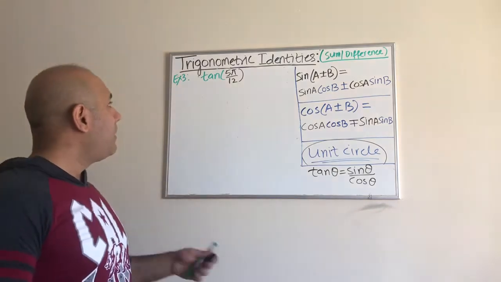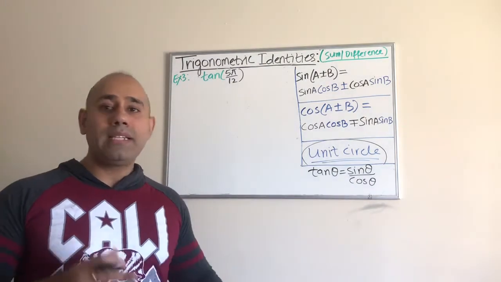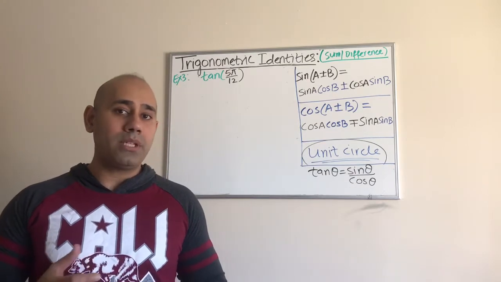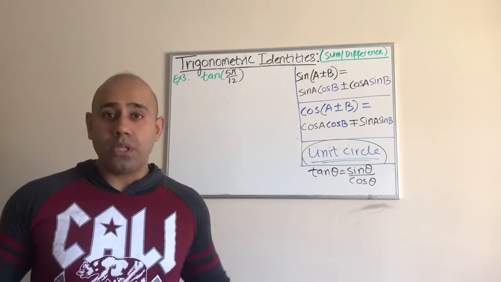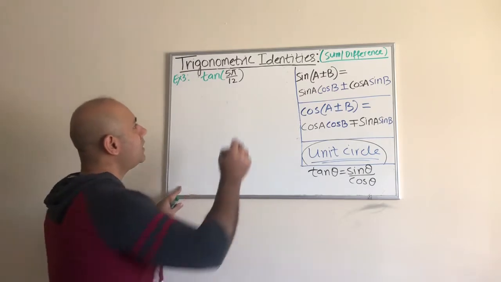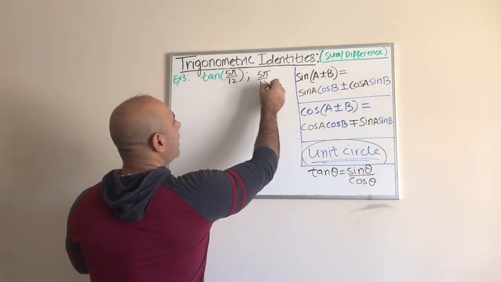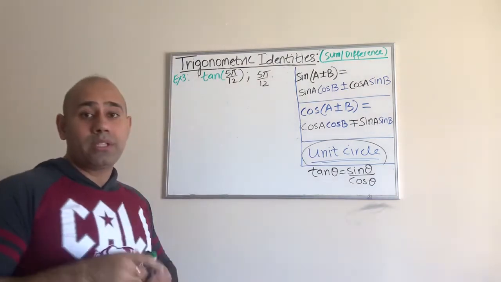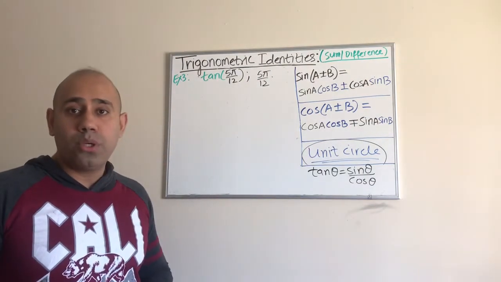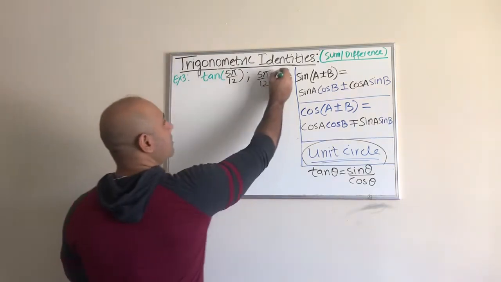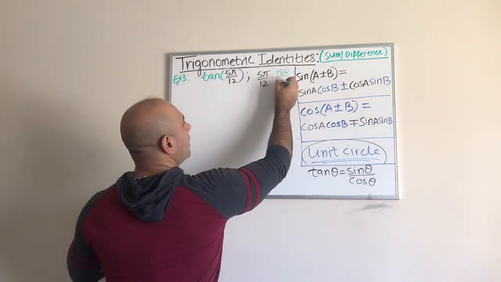But before we start doing it, we already know that if the angle is in radians, first we want to convert that angle into degrees, and then we want to think about the sum or the difference based on the unit circle. So let's go ahead and convert this angle into degrees. So I have 5 pi over 12. What am I going to multiply this by to convert it into degrees? I think we should know that by now. We multiply by the ratio 180 over pi. So I multiply this by 180 over pi.